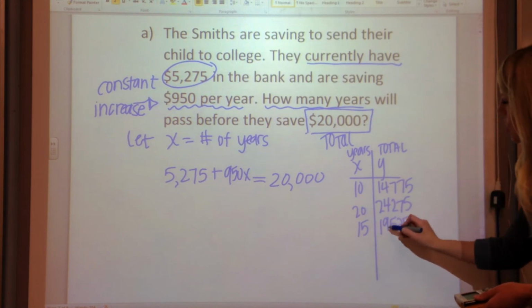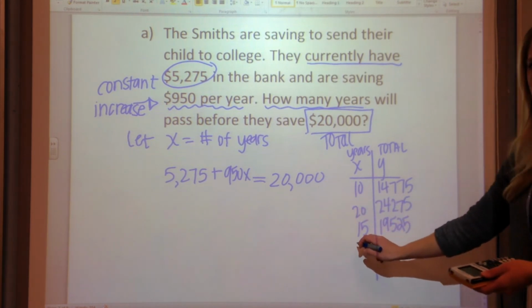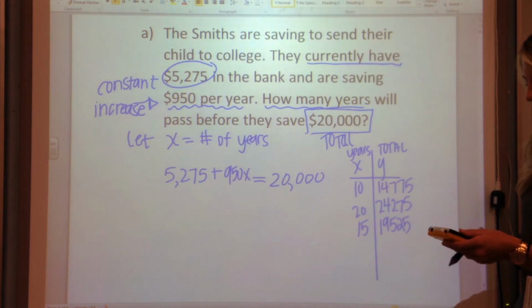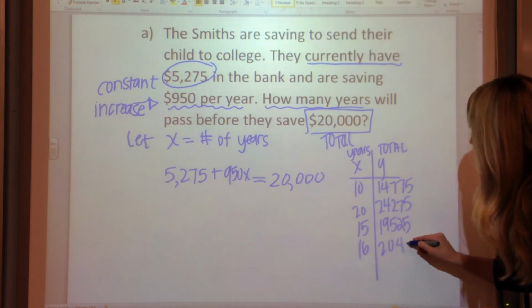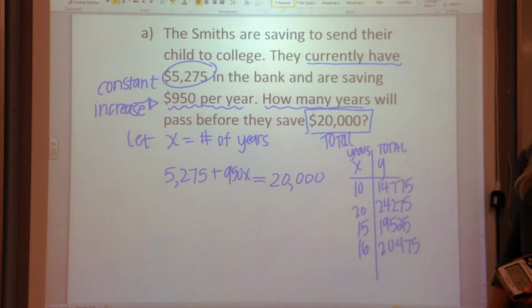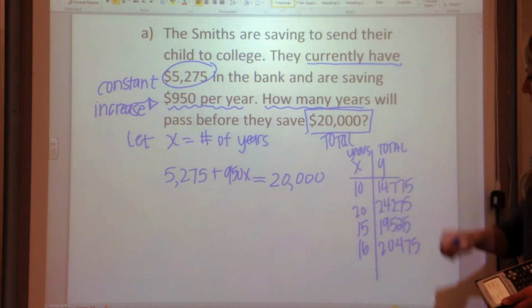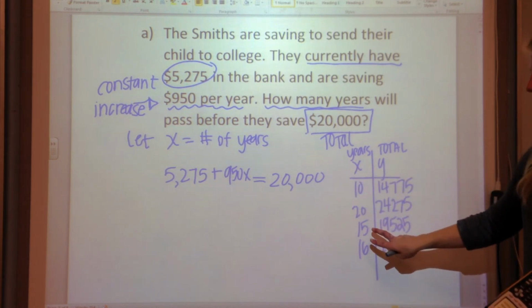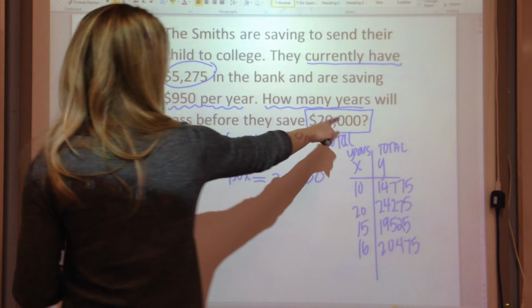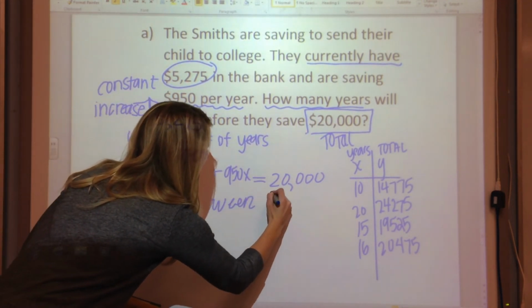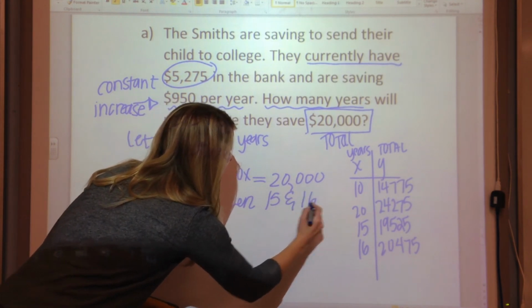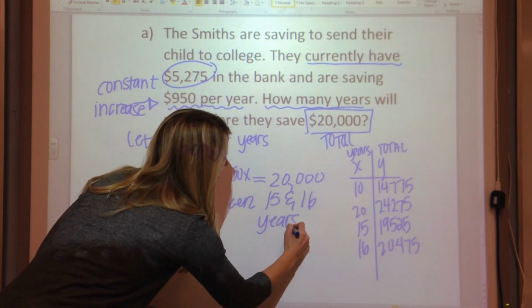We're pretty close there. Because the outcome's very close to this 20,000, let's see what happens when we plug in 16, because we need just a little bit more. Okay, when x is 16, we get 20,475. So what does that mean? That means we'll have $20,000 in the bank somewhere between years 15 and 16. So about how many years between 15 and 16 years is when we'll have that $20,000.